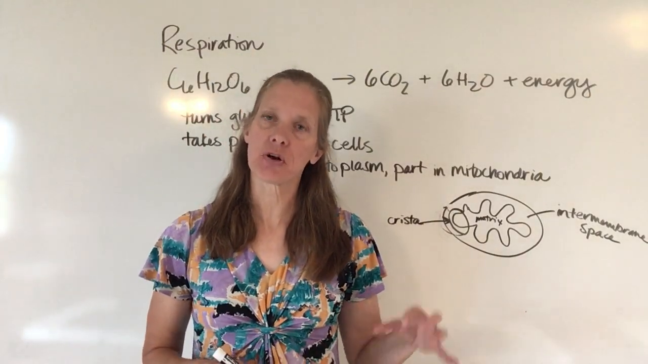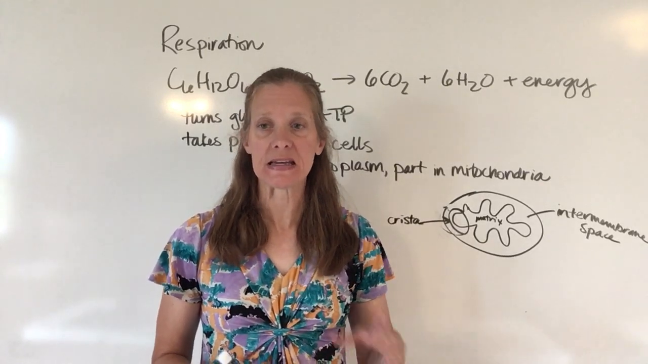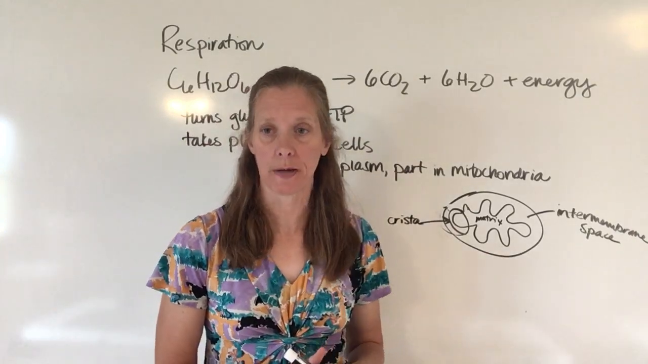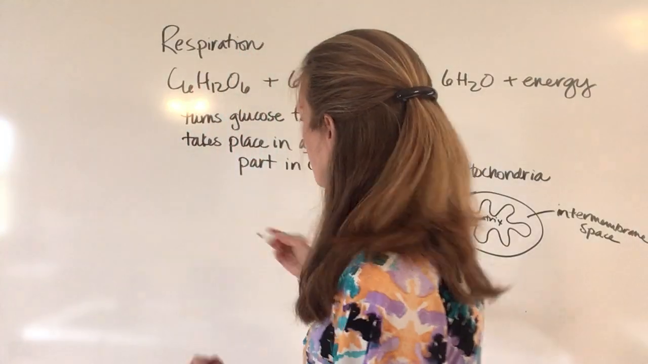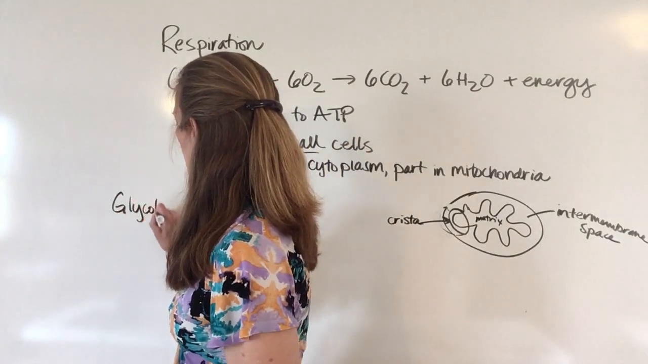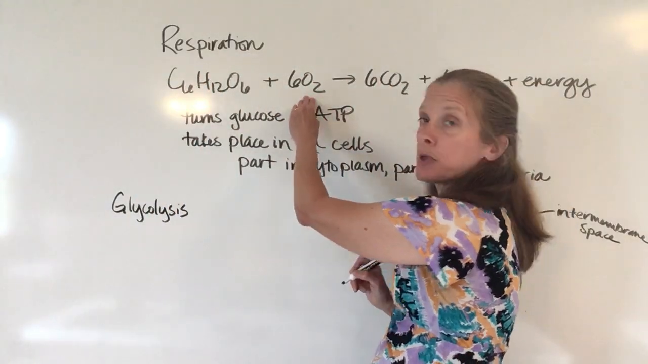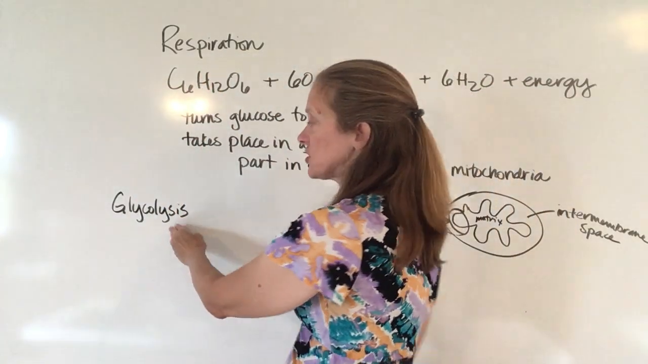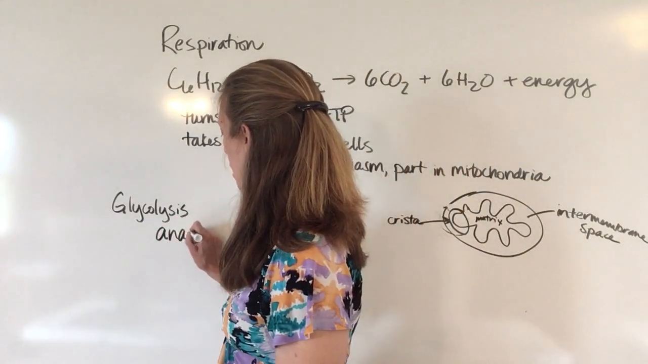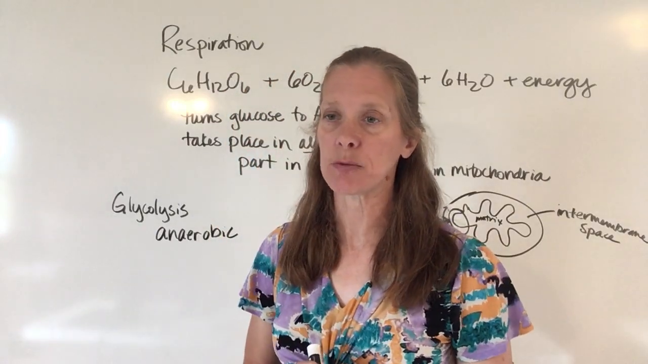Now, the very first reaction that you read about today is called glycolysis, and it does take place in the cytoplasm and not in the mitochondria. So what that means is that for glycolysis, although overall for respiration to take place, oxygen is required, the first stage does not require any oxygen, and therefore it is called an anaerobic reaction because it doesn't require oxygen to take place.